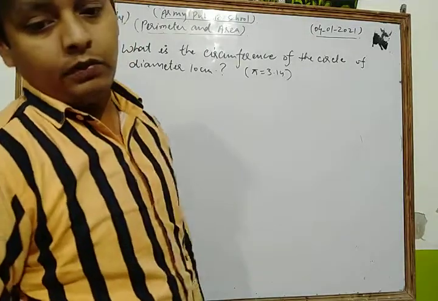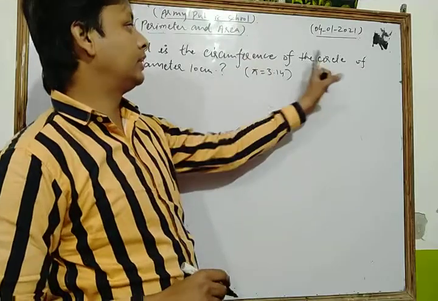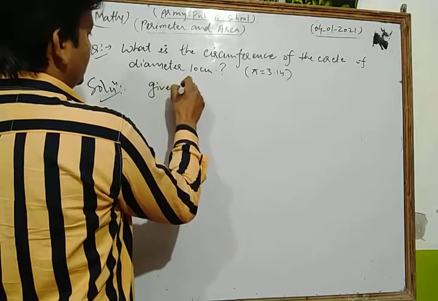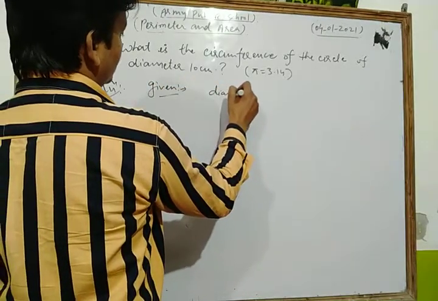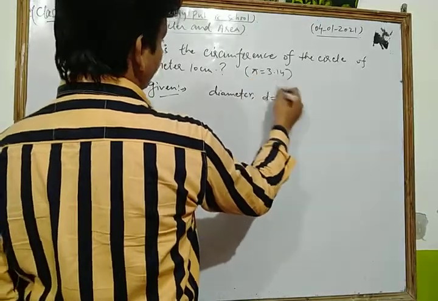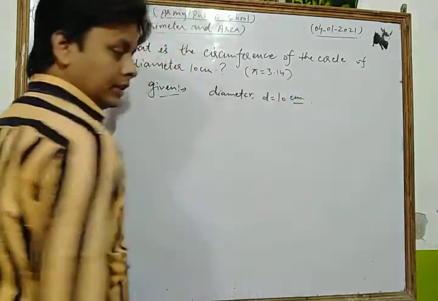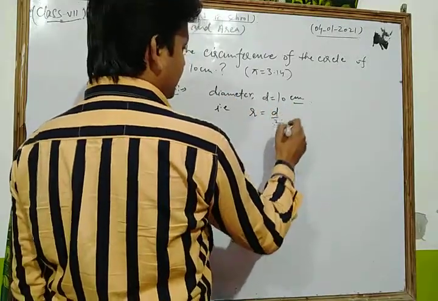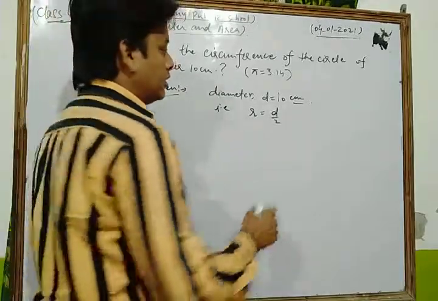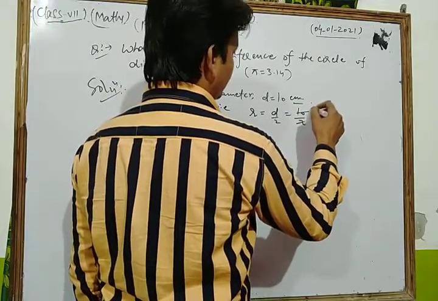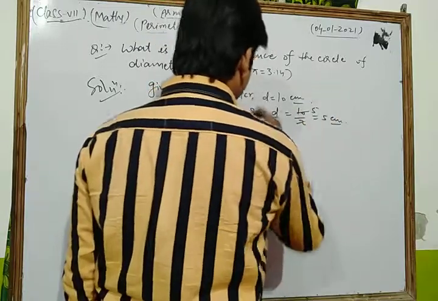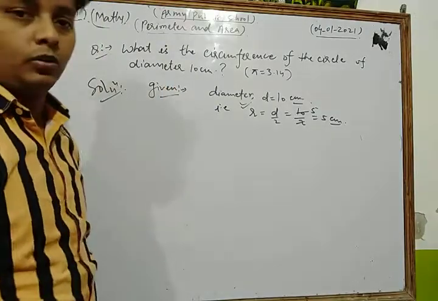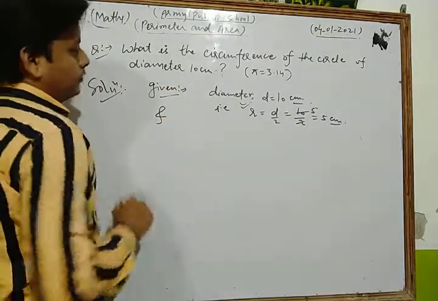In that question, what is the given value? Here we get the diameter of the circle. First of all we write the given value. Given the diameter D is 10 centimeter. Then the radius is D by 2, because radius is half of the diameter. So we get 10 upon 2, that is 5 centimeter. This is the value of the radius of the circle.